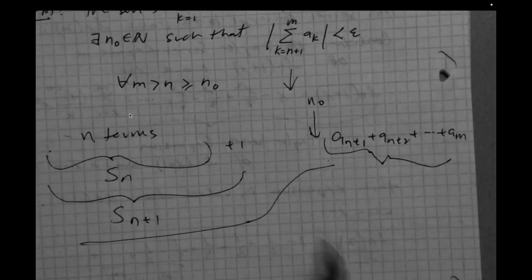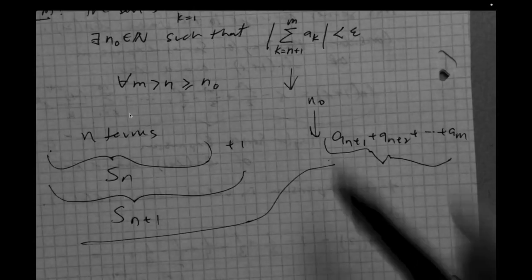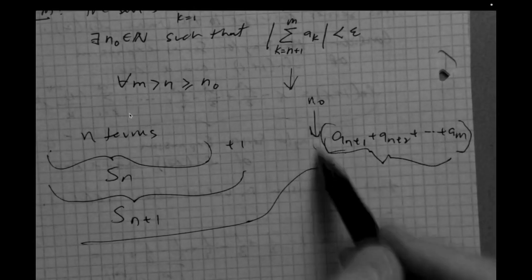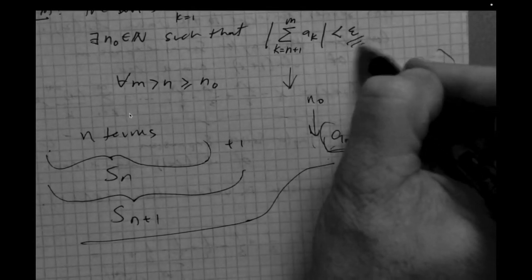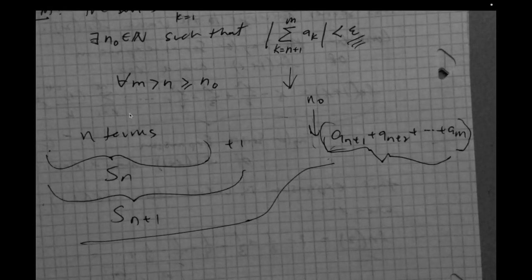But the point is I need to be able to find an n-naught such that all the terms beyond n-naught, when I add them together, are arbitrarily small. That should be intuitive. That has to happen. Otherwise, the series is certainly going to diverge. As I get further out into the series, the sums have to get smaller, right?